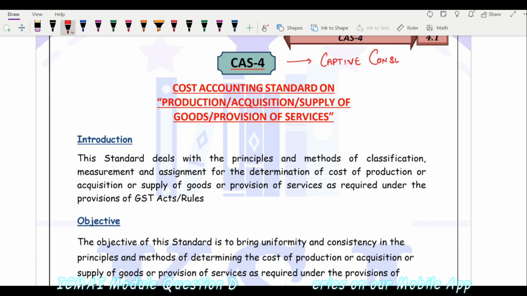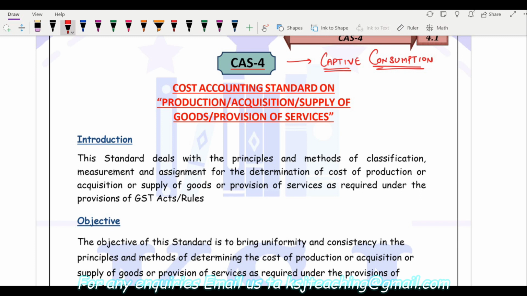Captive consumption. What is captive consumption? That is, you manufactured a product and you consumed it within your production unit, right? So that is captive consumption. That is within your business, you are consuming the good that you are manufacturing. But now after the application of the GST, this cost accounting standard was revised. It came into applicability from 1st of March 2019.